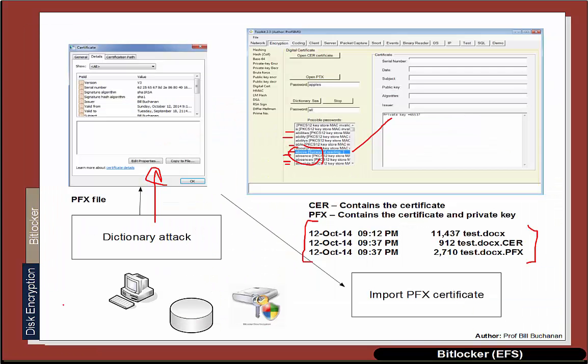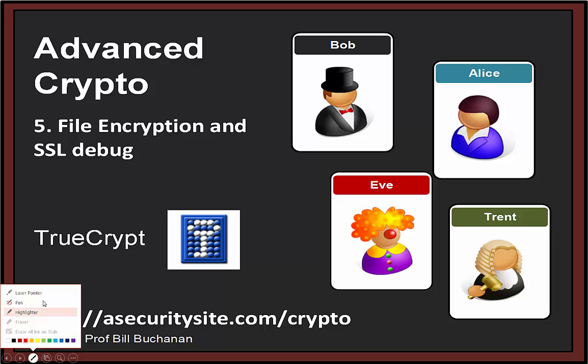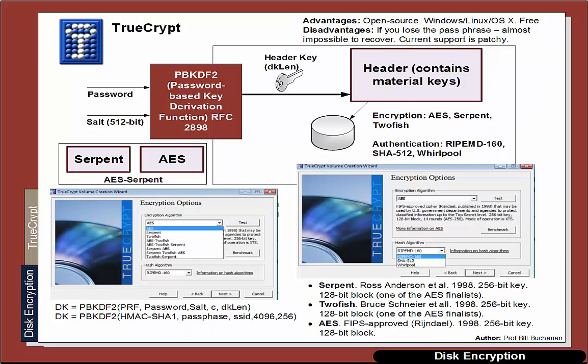Okay, so that's the way our PFX files can be under attack. Even though we use fantastic encryption, it's still protected by a password. The other popular method that we have in terms of file and disk encryption is TrueCrypt. TrueCrypt has the advantages of being open source. It also supports a wide range of operating systems, and it's basically free. Unfortunately, its main disadvantage is that if you lose the passphrase, it's almost impossible to recover the disk. Also, the current support for it is a little bit patchy, as we'll see.